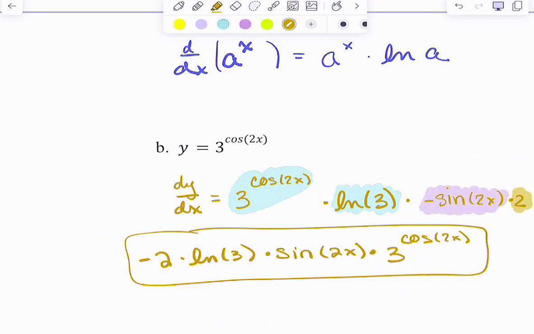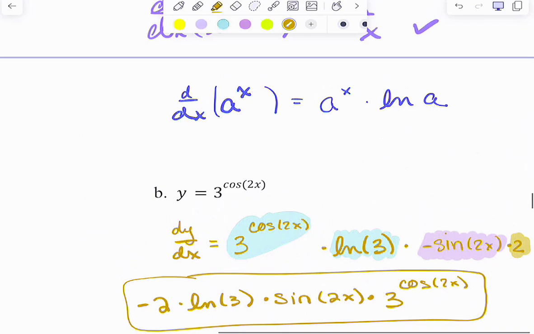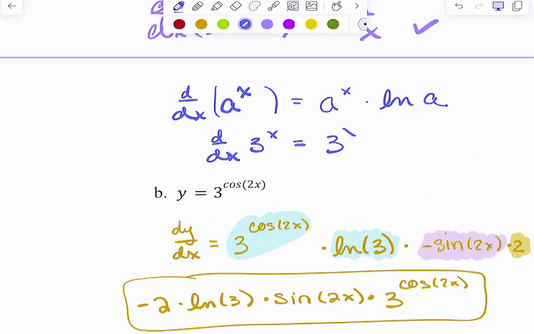Grace, where do you get natural log of 3? So this is the rule right here. If I had the derivative of 3 to the x, the answer would be 3 to the x times the natural log of 3. Okay. But I didn't have that. I had the cosine, and that's why I had to chain off to the side.